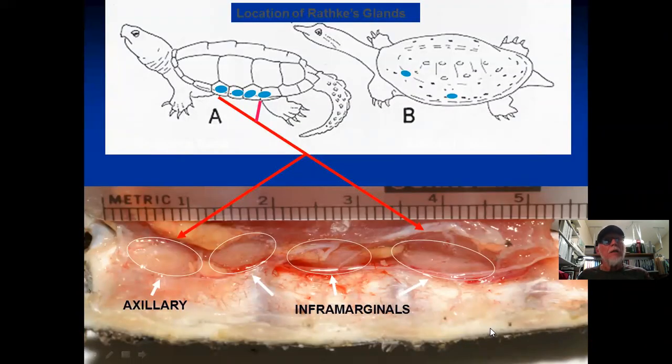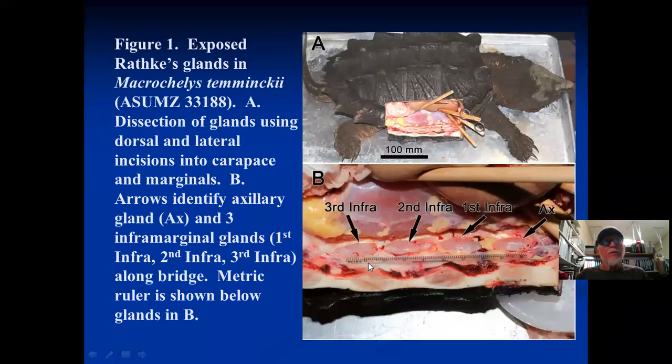So here is where these glands occur. In A is the common snapping turtle, and in B is a soft-shell turtle. If you look at A, there are 4 glands on each side: the axillary gland, and then there's 1, 2, and 3 inframarginals. The first figure here shows a snapper dissected, showing the axillary gland and the first, second, and third inframarginals.